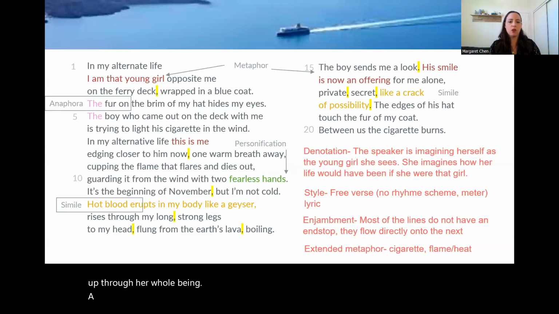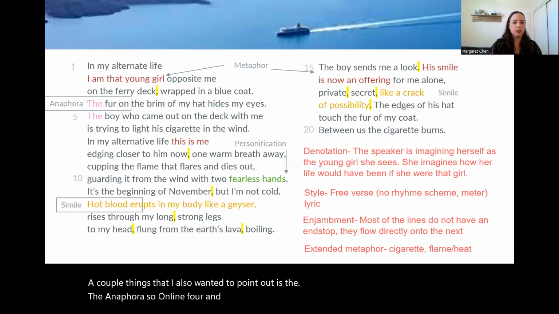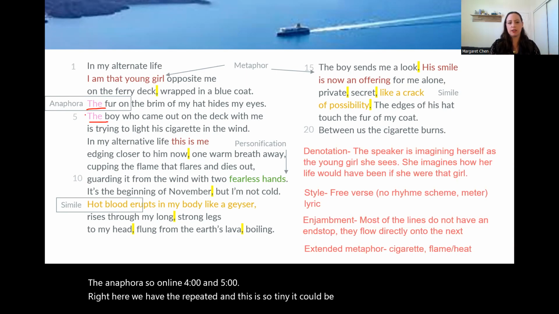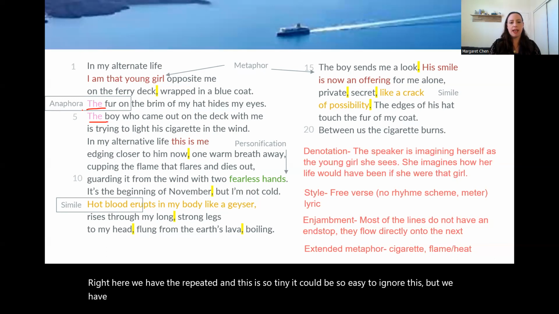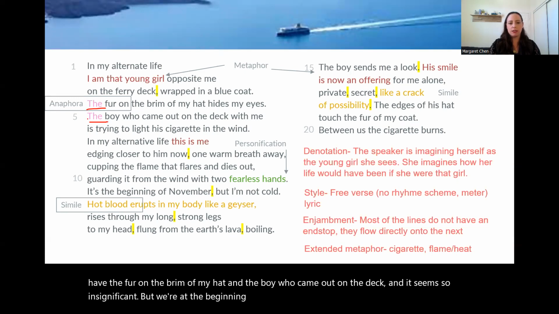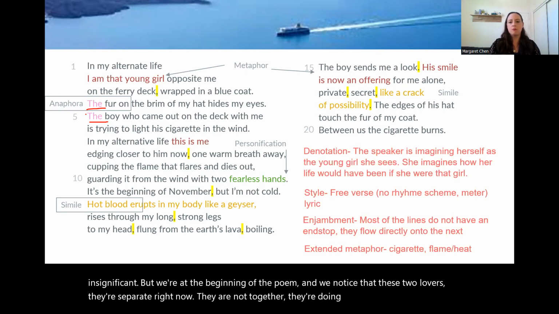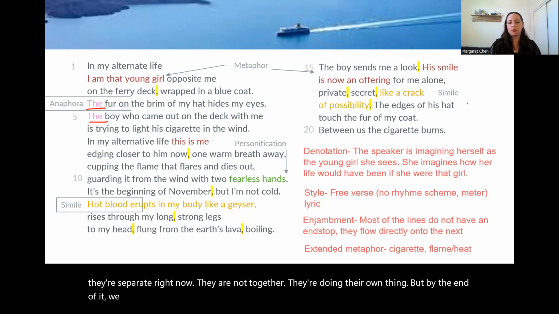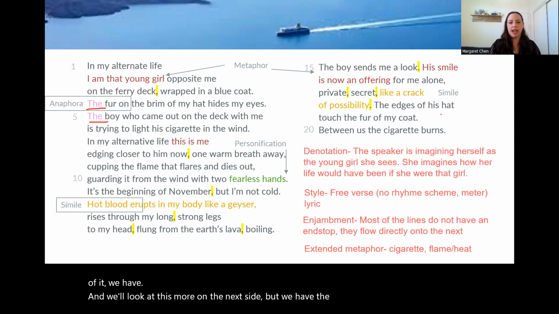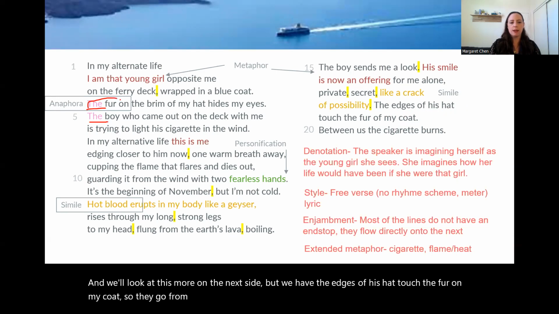A couple things that I also wanted to point out is the anaphora. So on line 4 and 5, right here, we have the repeated. And this is so tiny. It could be so easy to ignore this. But we have the fur on the brim of my hat and the boy who came out on the deck. And it seems so insignificant. But we're at the beginning of the poem and we notice that these two lovers, they're separate right now. They are not together. They're doing their own thing. But by the end of it, and we'll look at this more on the next slide, we have the edges of his hat touch the fur on my coat. So they go from being separate entities over here to being together.